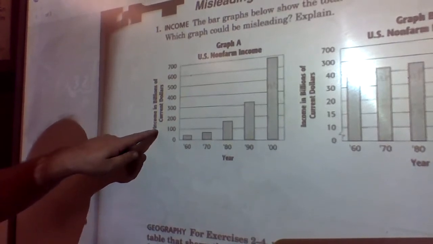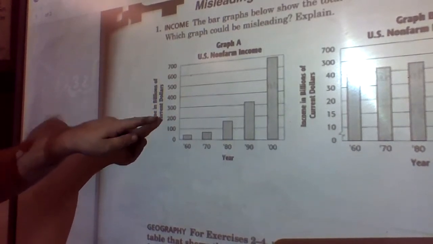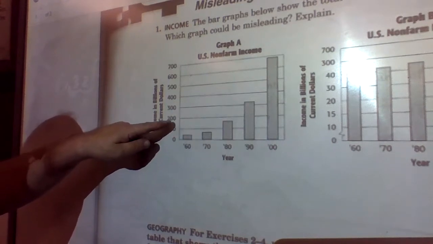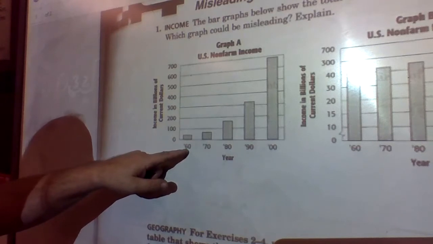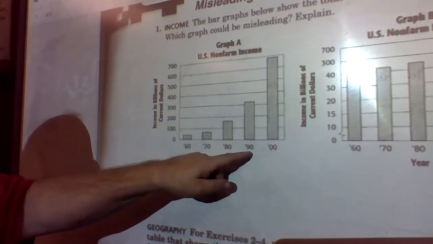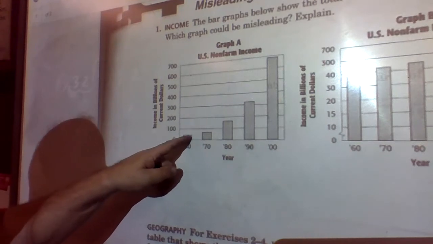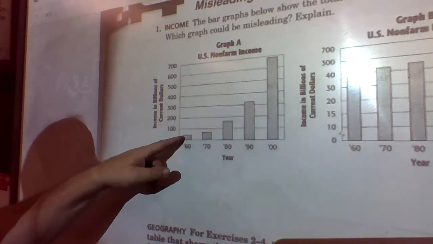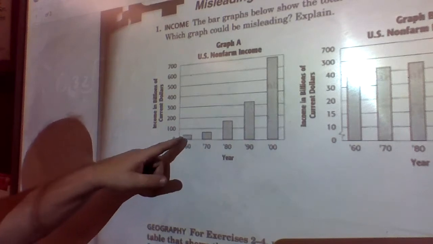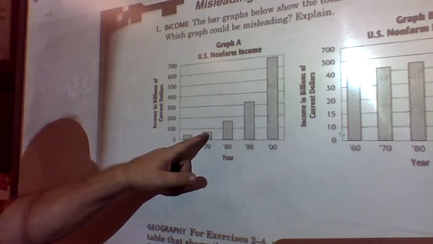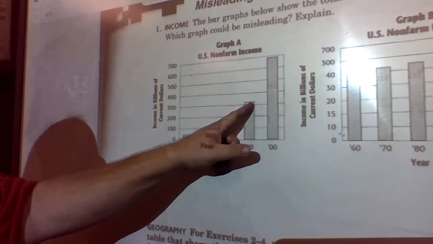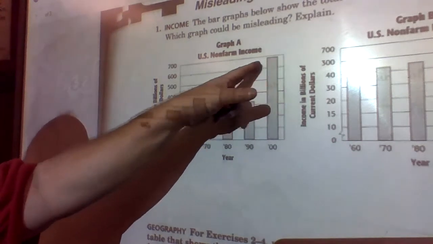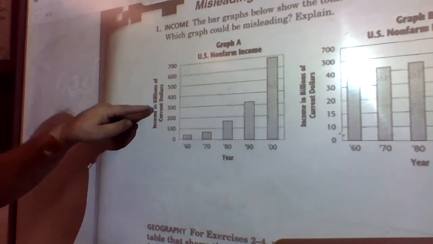So let's start by looking at this first graph. This first graph on the side says income in billions of current dollars. So 100 billion, 200 billion, 300 billion, 400 billion, 500, 600, and 700 billion. And then they talk about years, 1960, 1970, 1980, 1990, and the year 2000. And when you look at this, it's going up, right? So this is about 70 billion. This is 170 billion. 300 and maybe 20 billion, and this one is almost 700 billions of dollars, right?